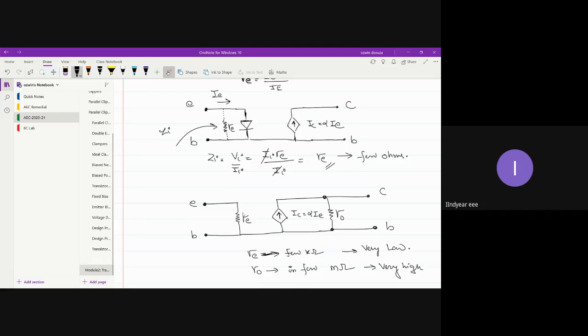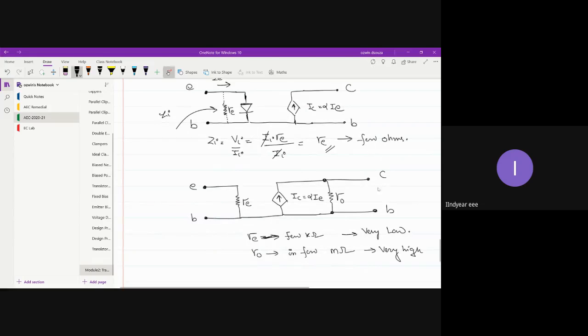Why very high? Because C and B, both layers will act like almost a perfect insulator. In case of insulator, resistance is very high, and over here the resistance is usually found in the range of mega ohms, because that base layer is lightly doped. That's the reason the conductivity is very poor in base.